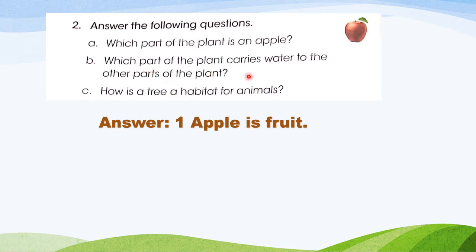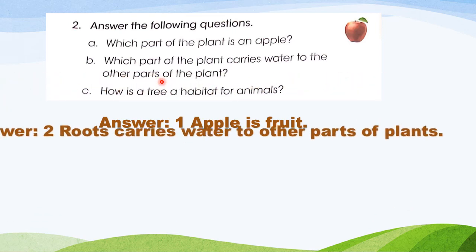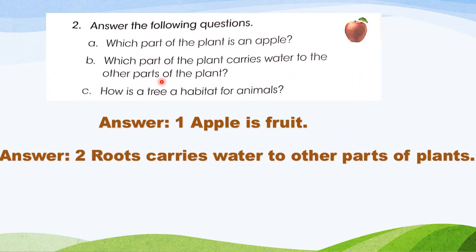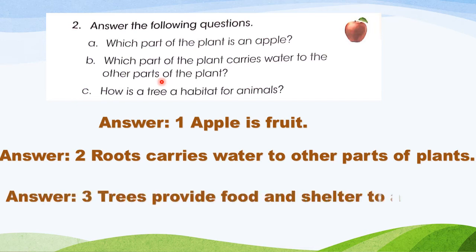Which part of the plant carries water to the other parts of the plant? Yes, roots. Roots carry water to the other parts of the plant. How is a tree a habitat for animals? A tree is a habitat for animals because trees provide food and shelter to animals. That's why trees are the habitat of animals. So students, note all these questions in your neat notebook as your home task.